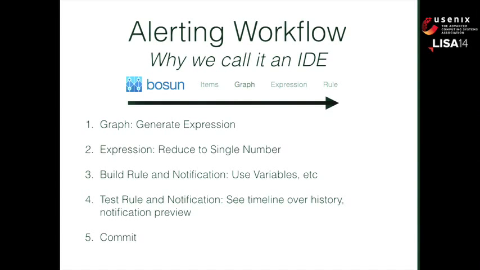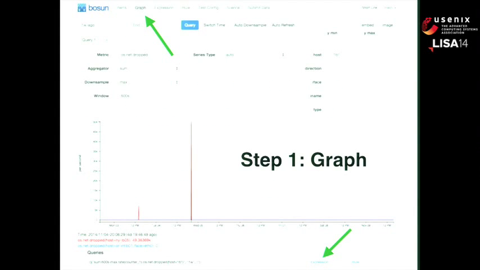The first thing you do is you graph some expression. That graph gives you an expression which lets you reduce these time series to single numbers or other things like that. You can then build up a rule where you use things like variables and you can start to tune your notification to look the way you want it to look. And finally, you can test this and see things like that timeline or what this notification is going to look like in your email. You can do this all in the interface, and that's what gives you this rapid development cycle.